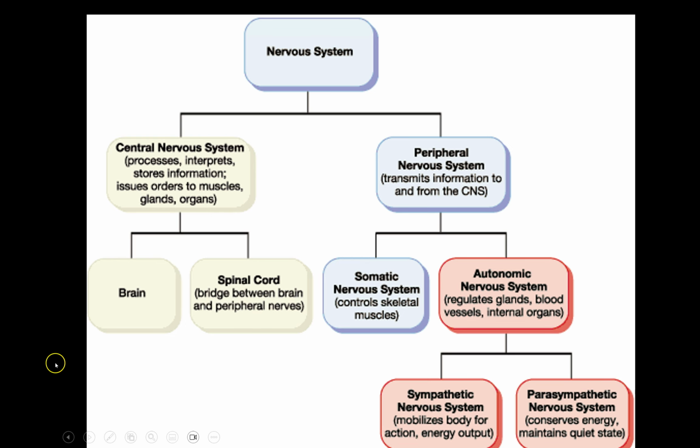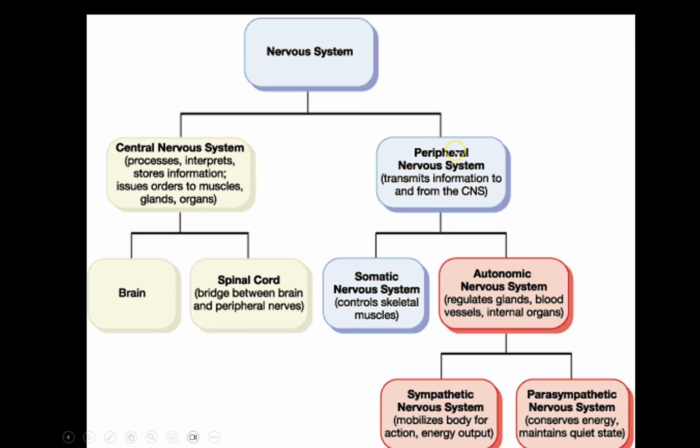As you all know, we start from the very beginning. The nervous system is formed of a central nervous system and the peripheral nervous system. And the central nervous system is formed of the brain and the spinal cord. Peripheral nervous system is sensory or motor system.